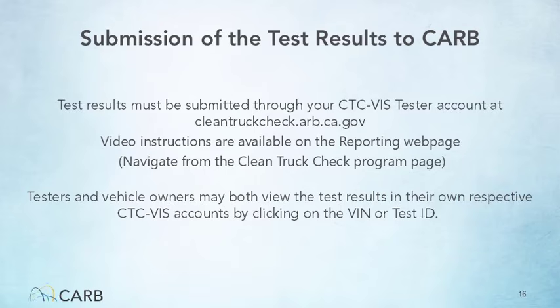cleantruckcheck.arb.ca.gov. The submitted smoke opacity test results must include the vehicle's VIN and odometer reading at testing, the 3 measured smoke opacity test levels and the calculated average and range of the 3 measured levels, the name and tester ID of the Clean Truck Check tester who performed the test, information on the smoke meter used for testing including the brand name, make, and model number of the smoke meter and the date of its last calibration. And finally, you must ensure that the results include the date the test was performed.